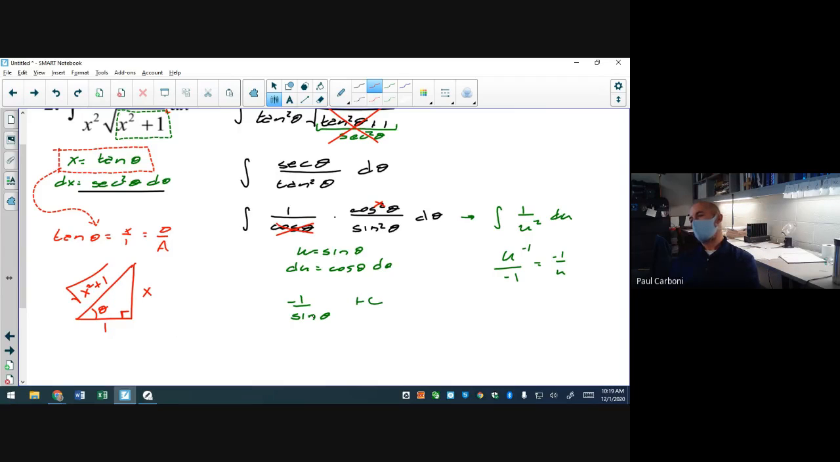Good. And then I need sine of theta. Sine will be opposite over adjacent. No, it's not. Opposite over hypotenuse, right? And so that would be, if you don't want to simplify it much, you could say -1 over, and sine would be x over root x squared plus 1, plus c. And if you do want to clean that up, that would be negative root x squared plus 1 over x plus c.